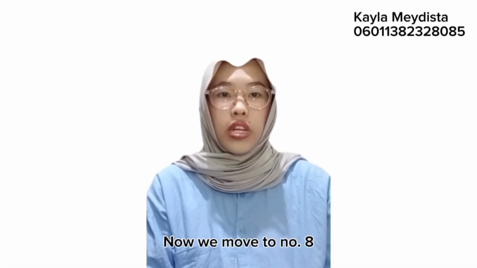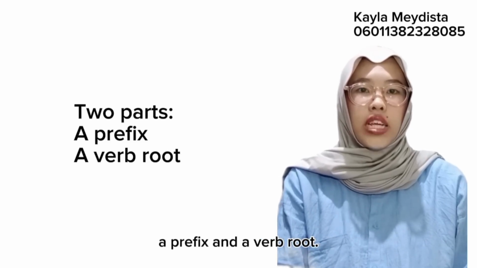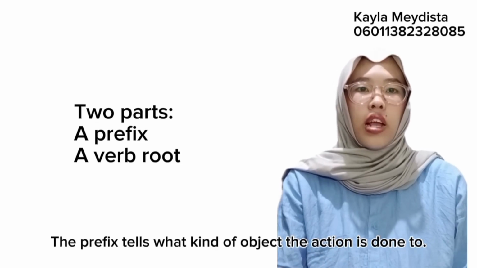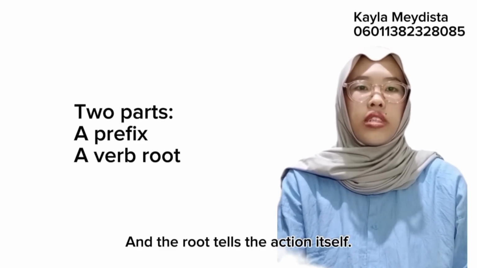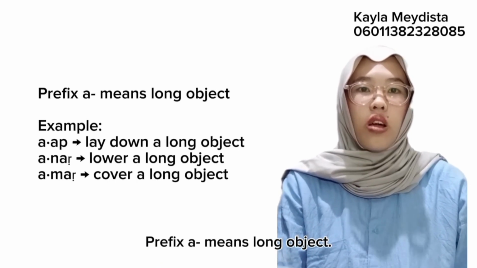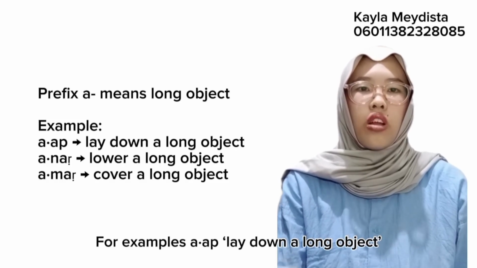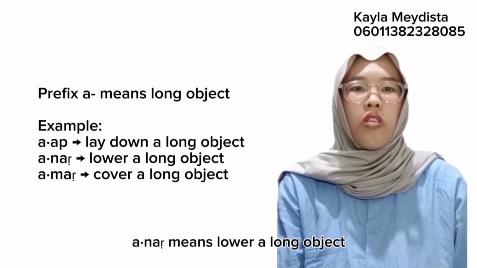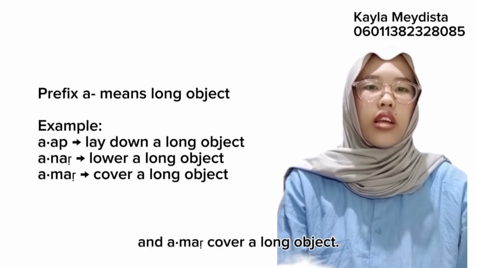Now, we move to number 8. In these verbs, each word has two parts, a prefix and a verb root. The prefix tells what kind of object the action is done to, and the root tells the action itself. The prefix a means long object. For example, lay down a long object, lower a long object, and cover a long object.